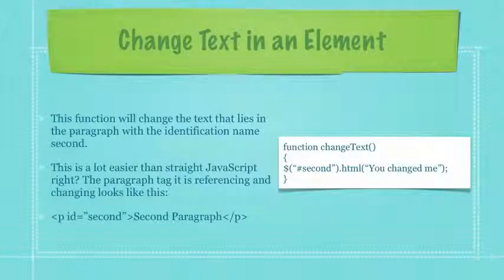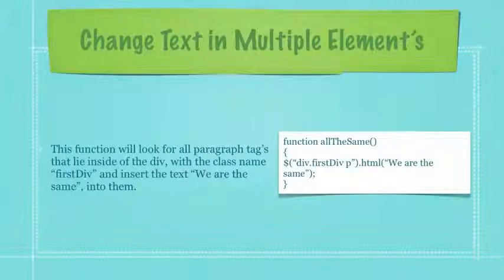The paragraph tag it is referencing and changing looks like the third bolded item you can see here in the lower left-hand side of your screen. This function will look for all paragraph tags that lie inside of the div with the class name firstDiv and insert the text "we are the same" into those.